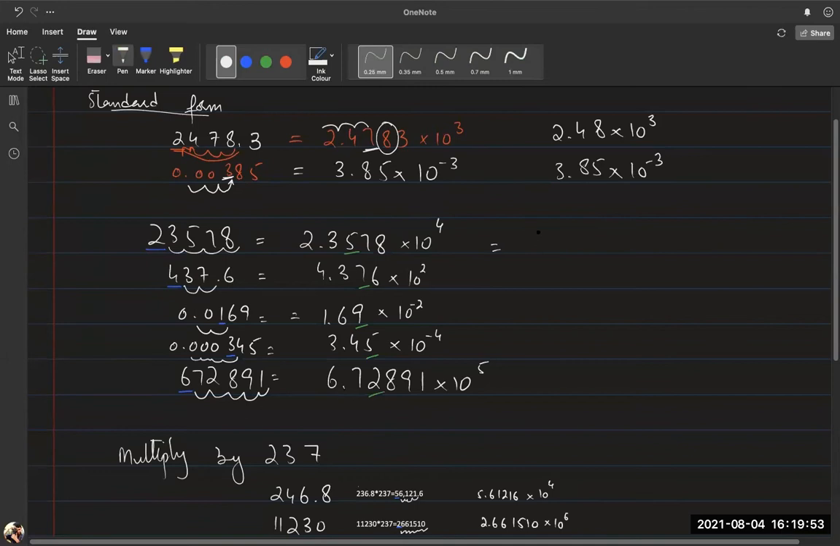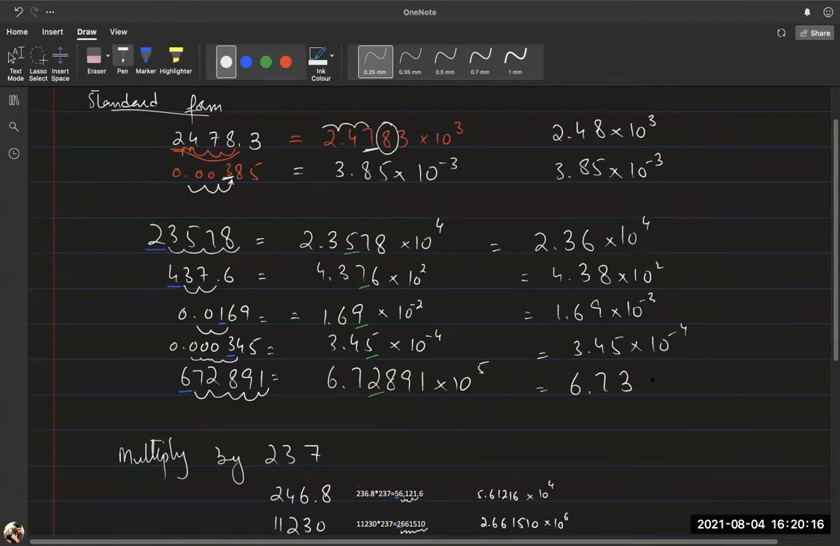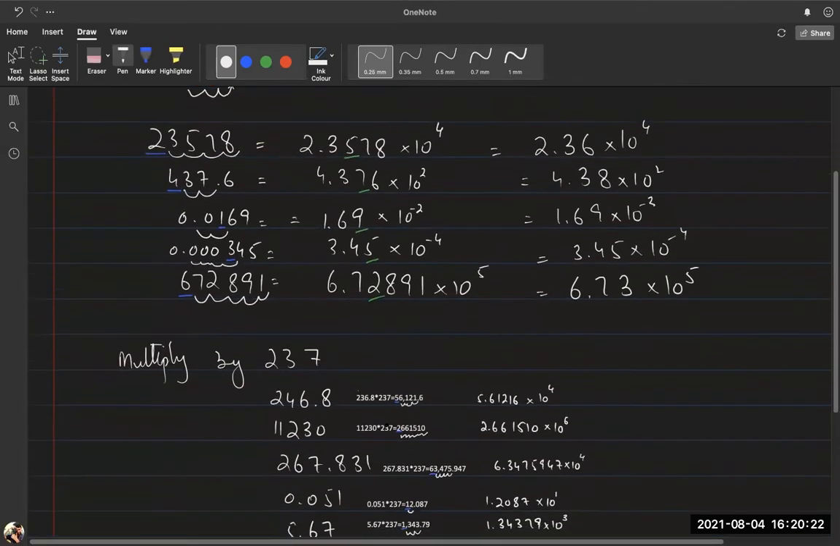So this one will become 2.36, because the next one at the 4th position is 7, greater than 5. This one will be 4.38. This one is already to 3 significant digits, so that's good enough. This one's also to 3, so it is this. And this one will be 6.73 times 10 power 5. We are not making it a 0, we're just approximating it to third significant figure.